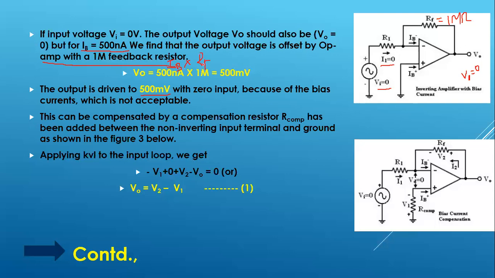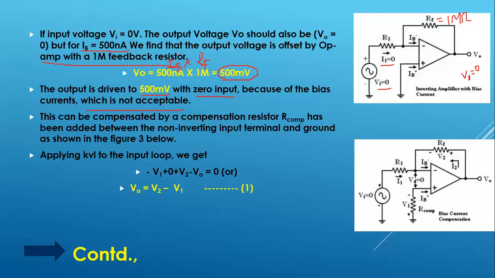So you will be having IB into RF. We know that IB is equal to 500 nanoamps and RF is equal to 1 megaohm. If you multiply these two values, you will be having 500 millivolts, which is the offset voltage with the 0 input voltage, which is not acceptable. Now, how to reduce this 500 millivolts that is produced due to the input bias current of 500 nanoamps?